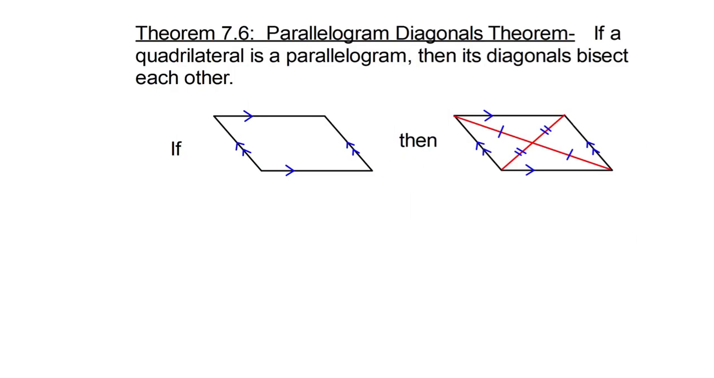Okay, then we have our last theorem for today. It's called the parallelogram diagonals theorem. It says as long as you know you have a parallelogram, so again, two pairs of opposite sides that have the same slope, then the diagonals are going to bisect each other. Remember, bisect means to cut in half. Okay, so if this diagonal is cutting in half the other diagonal, that would mean that this point right here has got to be the point in the middle of each of these, the midpoint.